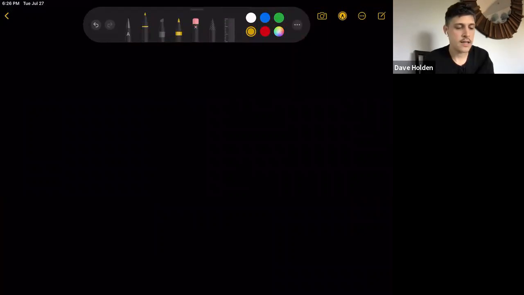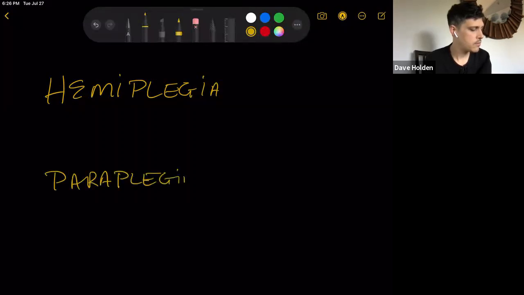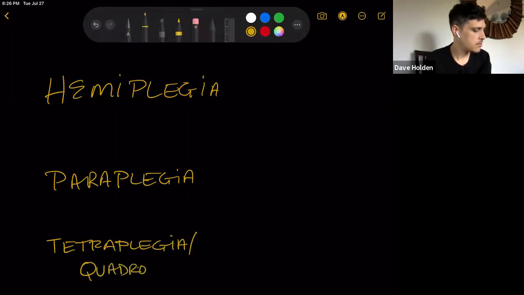Another thing I want to talk about are the different kinds of paralysis. So spinal cord injuries will generally lead to paralysis of the affected area. And we generally recognize a few different kinds. We have hemi, we have para, and we have tetra, also known as quadriplegia.